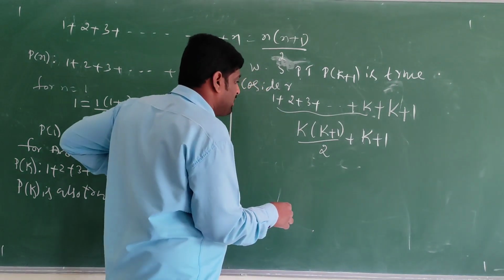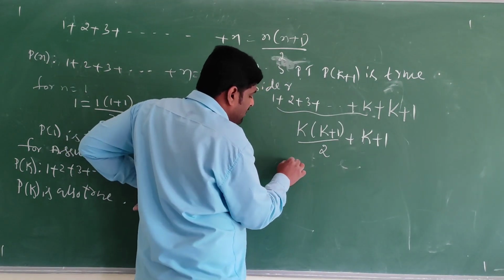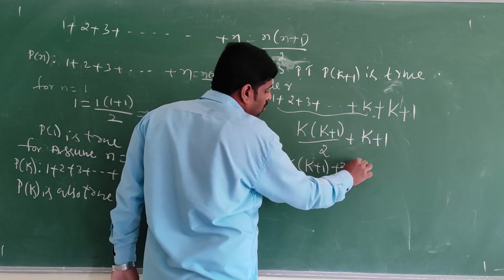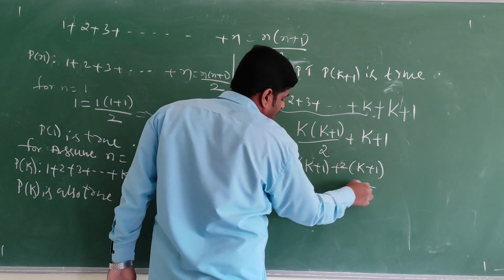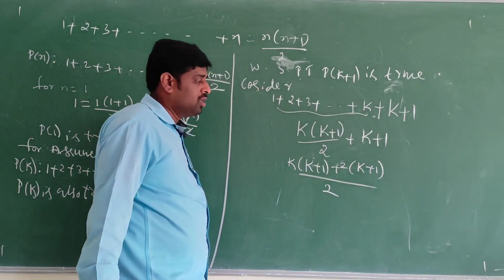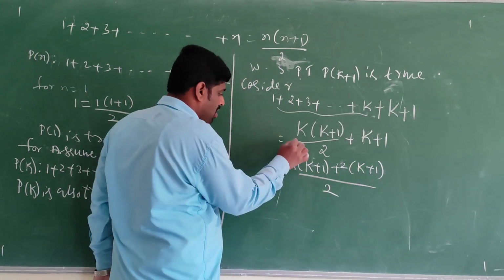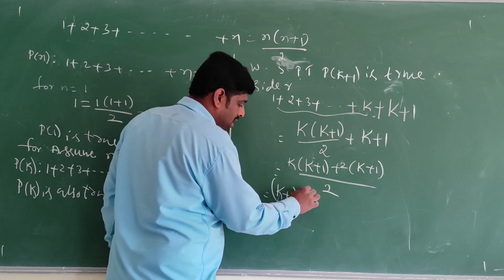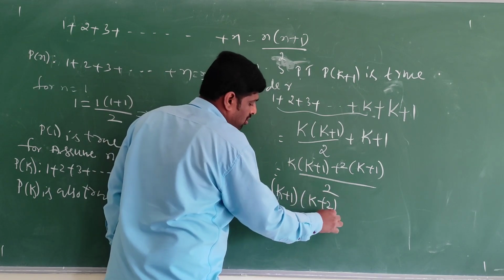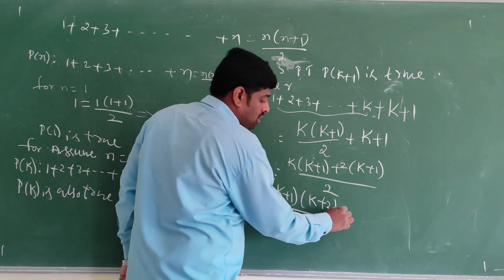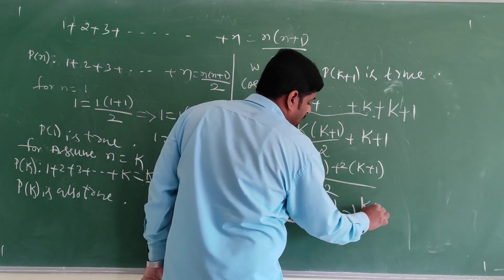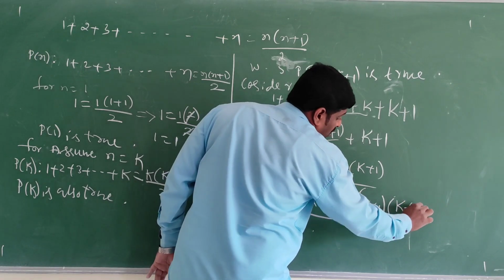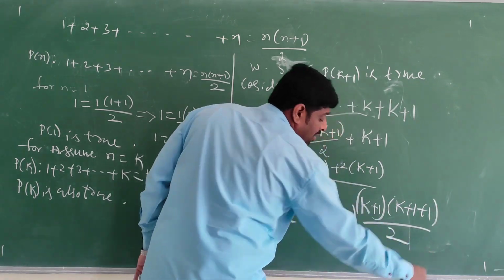Here take the LCM, that is k into k plus 1 plus 2 of k plus 1, divided by 2. K plus 1 is common, remaining is k plus 2 divided by 2. This implies k plus 1 into k plus 2 can be written as k plus 1 divided by 2.